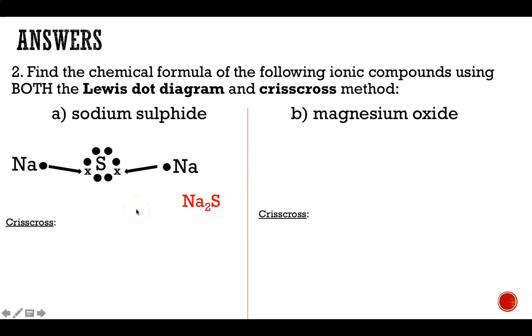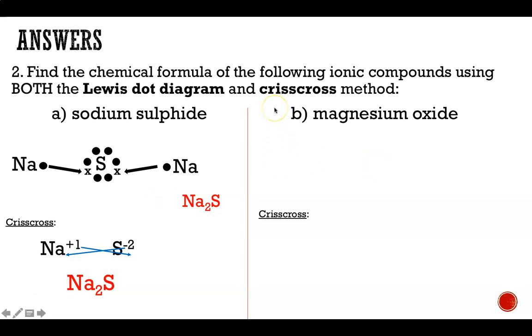When we crisscross, we're using the charges. So sodium likes to give away 1 electron, which gives it a charge of +1, and sulfur likes to gain 2 new electrons, 2 negatively charged electrons, so it will have a charge of -2. If we crisscross those numbers, like so, we should end up with the same thing. We get Na2S with a little invisible 1.